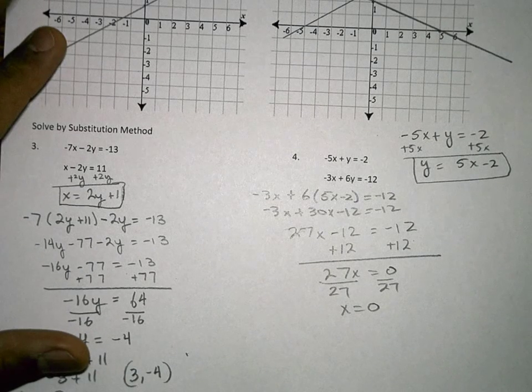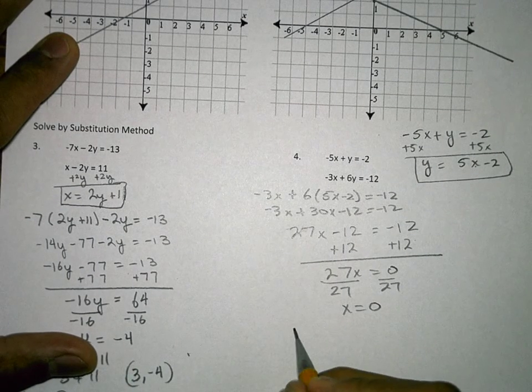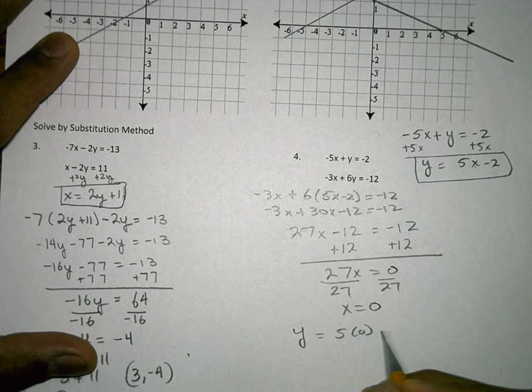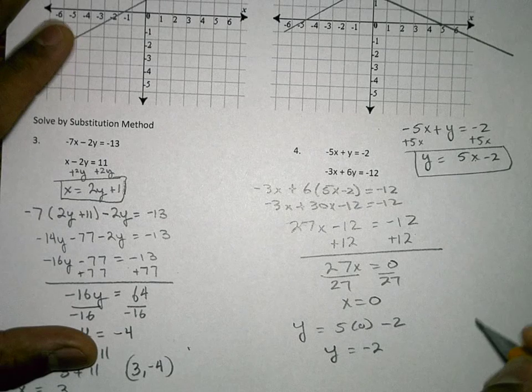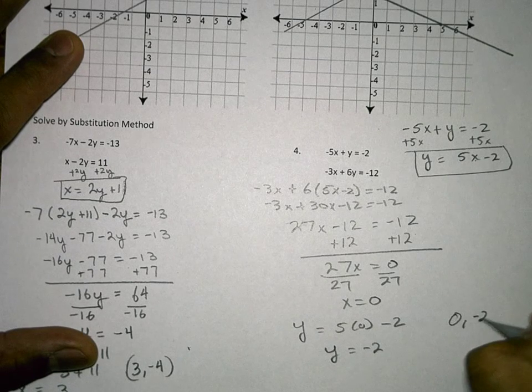Then I'm going to find the y. I'll go ahead and plug it into that one, so I'll say y equals 5 times 0 minus 2. y equals negative 2. So my answer is 0, negative 2.